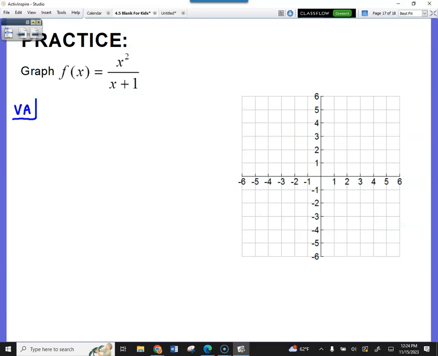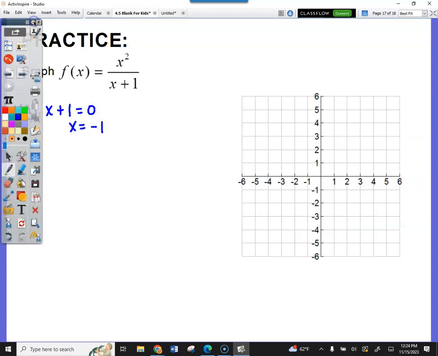That makes sense. Let's organize our thoughts. If you keep the same steps, same organization, it helps you remember what to check for, how to check it. So you're setting the denominator equal to 0 and solving. You get a vertical asymptote at -1.